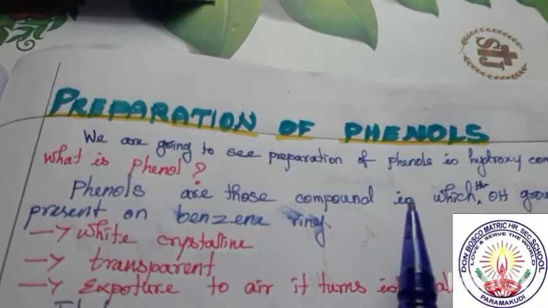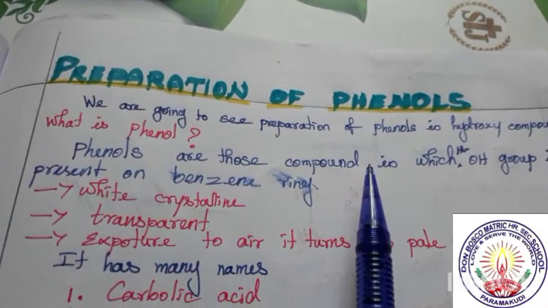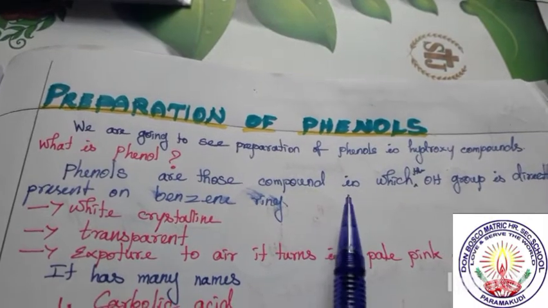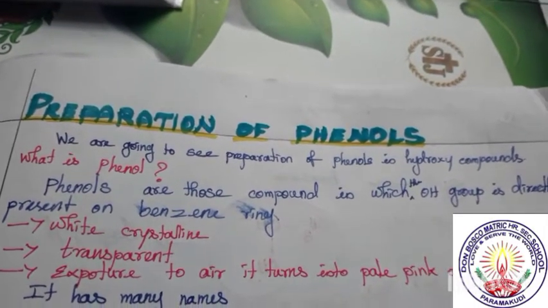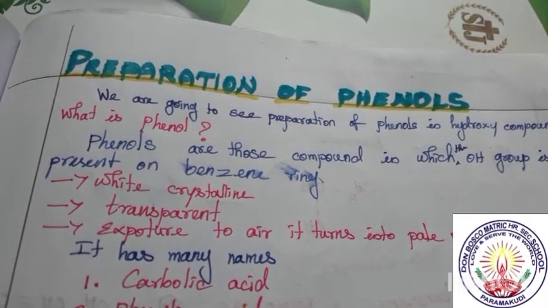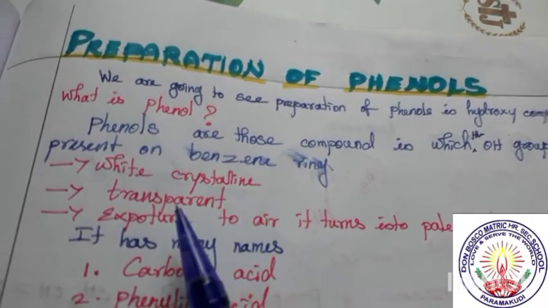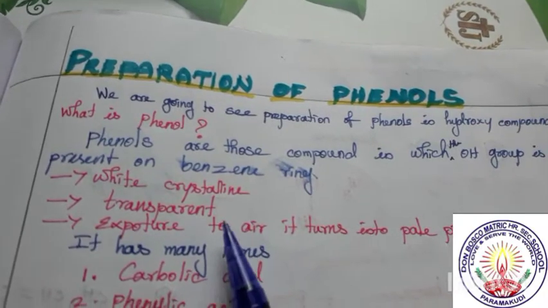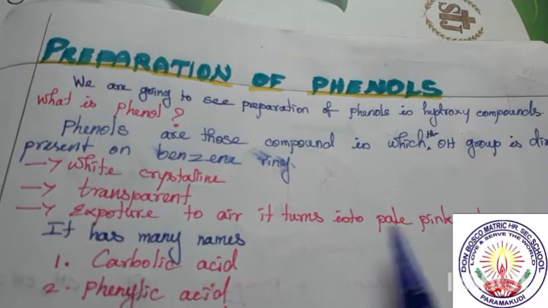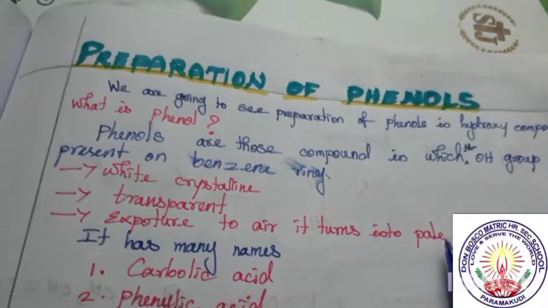Preparation of phenols. We are going to see preparation of phenols in hydroxy compounds. What is phenol? Phenols are those compounds in which the OH group is directly present on the benzene ring. அதாவது the OH group benzene ring மேலே டைரெக்டாக ப்ரெசண்டாக இருந்தால் it is phenol. These phenols are white crystalline, they are transparent. When they are exposed to air, they turn into pale pink color. These we might have seen in the laboratory during the titration and all.